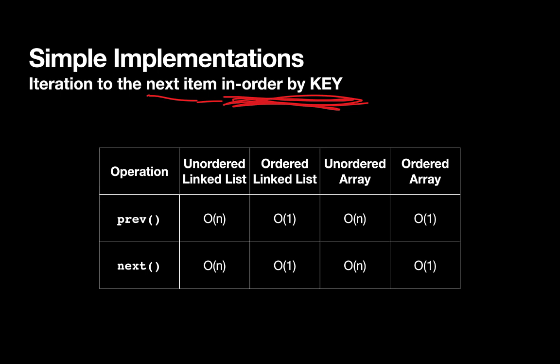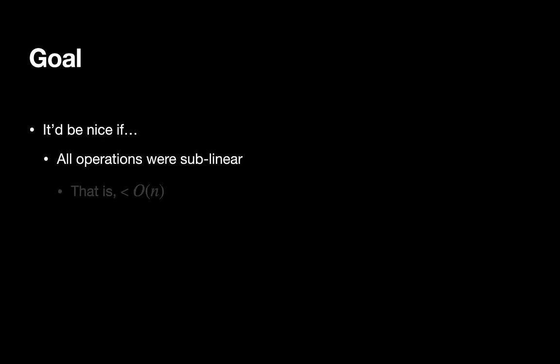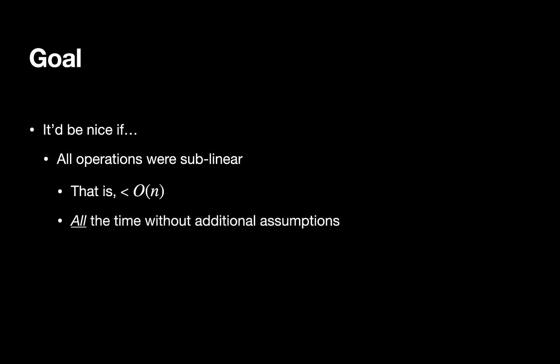Okay, so after looking at all these operations, we've noticed that a lot of them are order n. And it'd be nice if all operations were sublinear. So that is, if they're all less than order n. Now, we can't necessarily guarantee constant time for all operations, but hopefully we can do better than order n. And just more specifically, with the hash table, we could get order 1 occasionally, but we would like to get sublinear times all of the time without the additional assumptions.